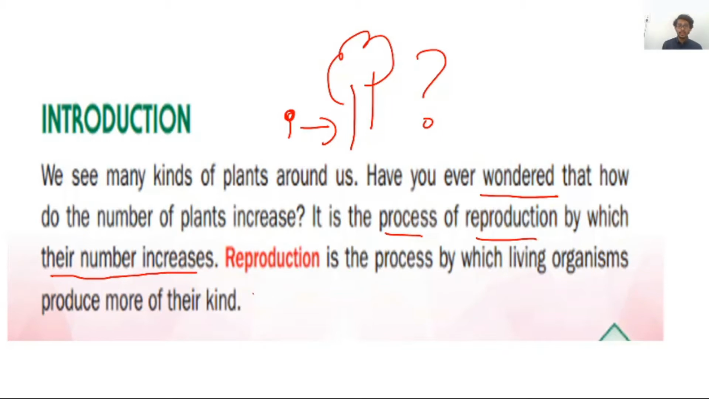Okay, so what is reproduction? How do these plants increase? These plants, like this plant, become a big tree by the process of reproduction. So what is reproduction? Reproduction is the process by which living organisms produce more of their kind. I will read again.